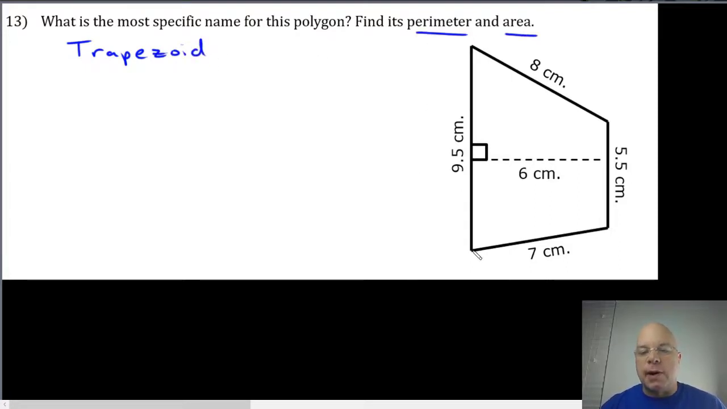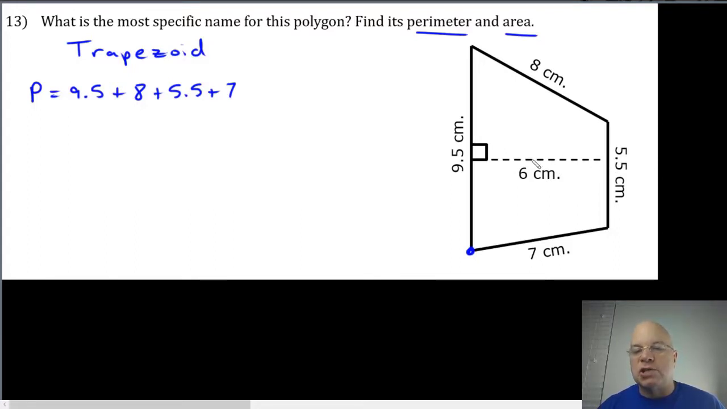Perimeter is the distance around the figure, so I'm going to start at a vertex and just add up the length of the sides. So the perimeter will equal 9 5/10 plus 8 plus 5 5/10 plus 7. The only thing you have to be careful about here is not to include this 6. This 6 is the height of the trapezoid.